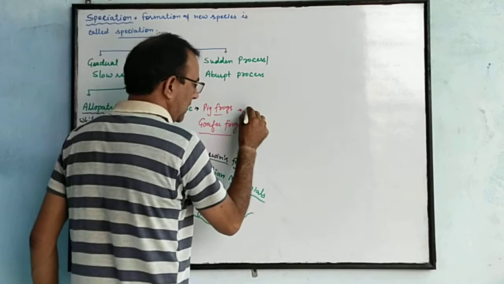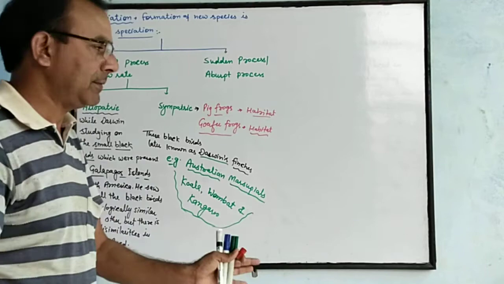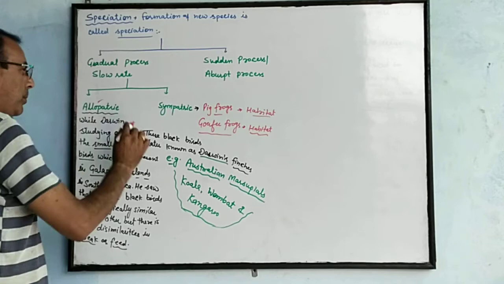The organisms which are found in a similar continent, similar biogeographical area, but have different habitats, are put into sympatric speciation. And the organisms which are similar in morphological structure and found in different continental areas are put into allopatric speciation.